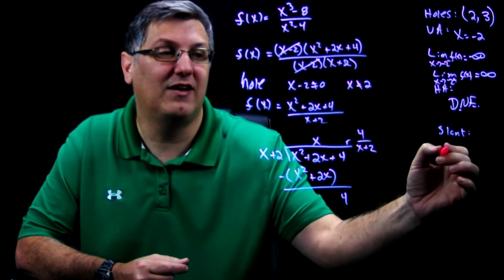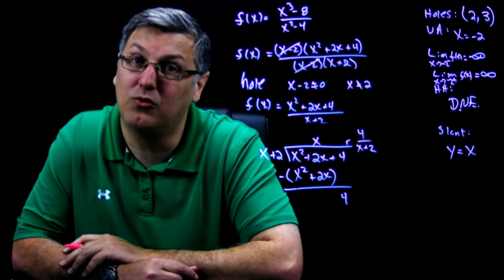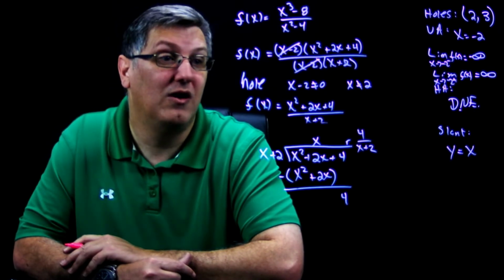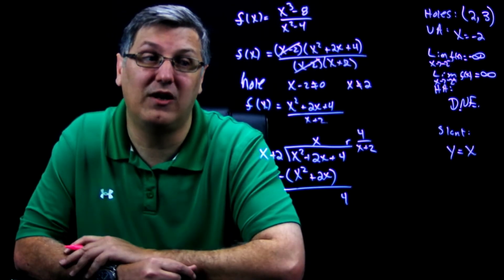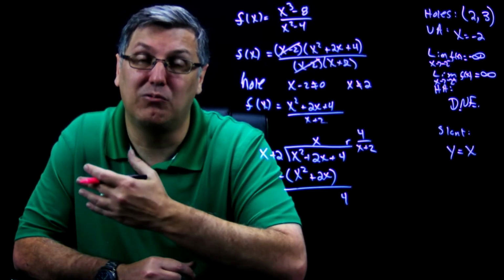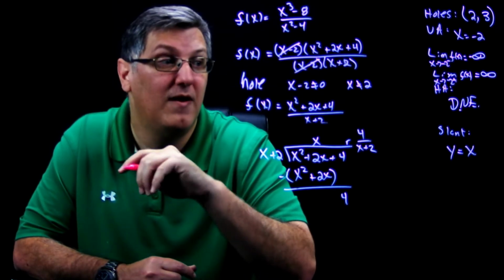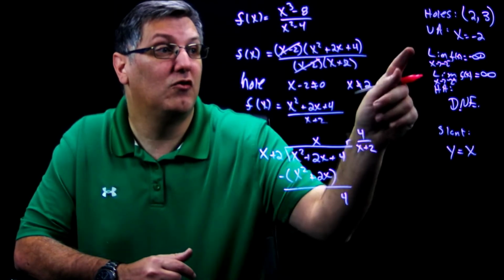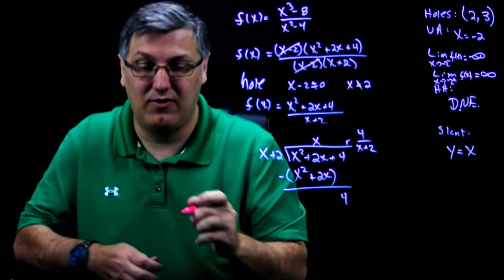That means my slant asymptote is my parent function of a line, y equals x. That's it. Now, we've got to find my x and y intercepts. If I can find an x and y intercept on this, then I can plot those. I can plot my hole, my vertical asymptote, and my slant asymptote. And with the behavior around these, I can actually get a pretty decent sketch of the graph.